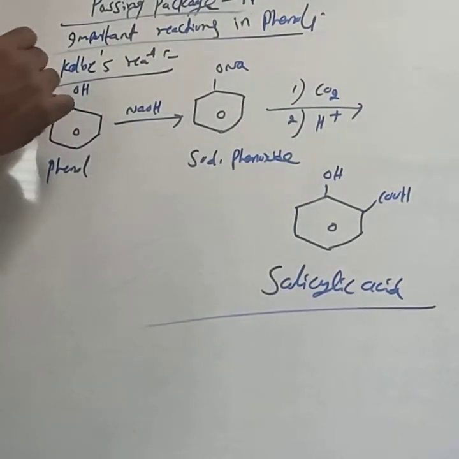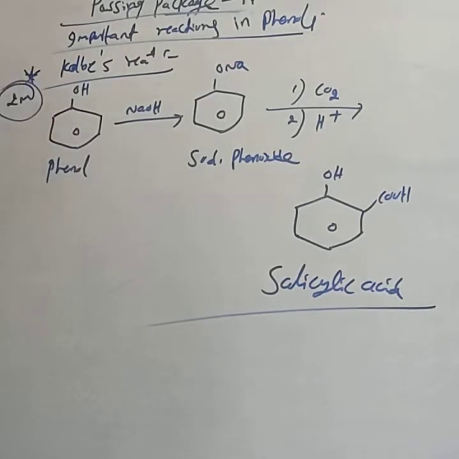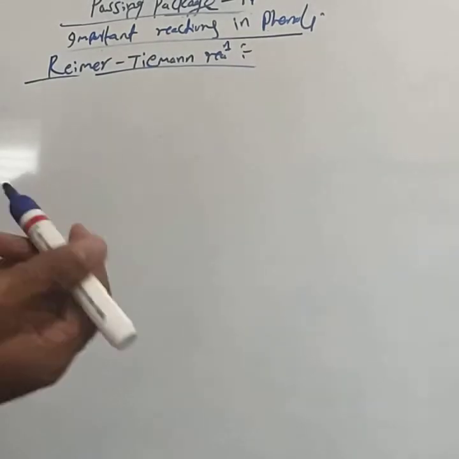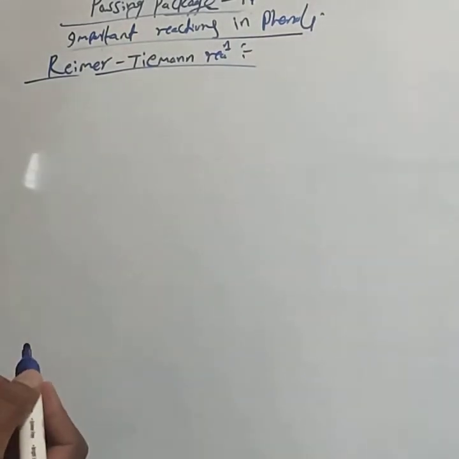It is very important for the 2 marks. In most of the annual exams, they take either the Kolbe or the Reimer-Tiemann reaction. You copy it as it is, and you definitely get the 2 marks. Next, you consider the Reimer-Tiemann reaction. The second one is the Reimer-Tiemann reaction.